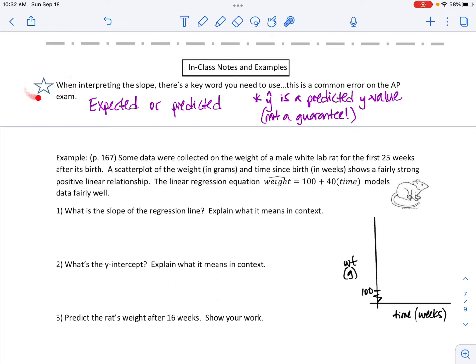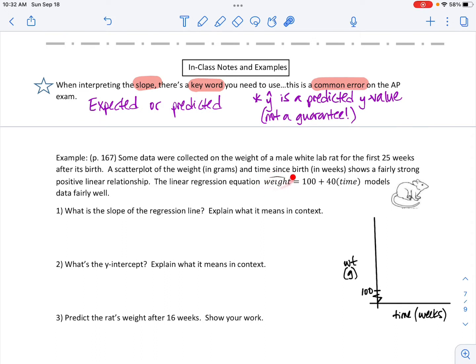So, AP exam tip: you will lose points when you are interpreting the slope, which you should have written in your reading guide up here, how to write a sentence that explains what the slope tells us about a problem, as well as the y-intercept also. But when you're interpreting the slope, there is a key word that you have to make sure you include. This is a very common error, and I see people lose points all the time for forgetting to put this into their interpretation. But you just have to keep in mind that we are using a y-hat.